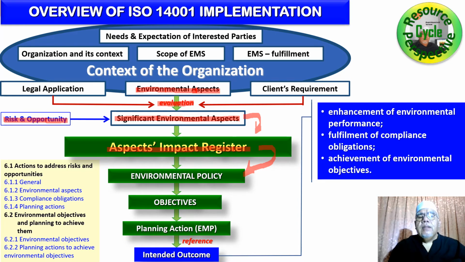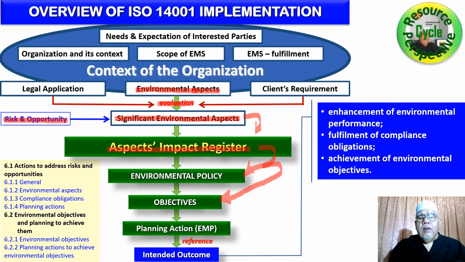Therefore, only after this will you develop your environmental policy so that you will get it right. And then the company, of course, the top management is accountable for all this, to set objectives and targets. You can still use the old terms objectives, targets, and also environmental management program, because that is reflecting the intended outcome of your environmental management system.